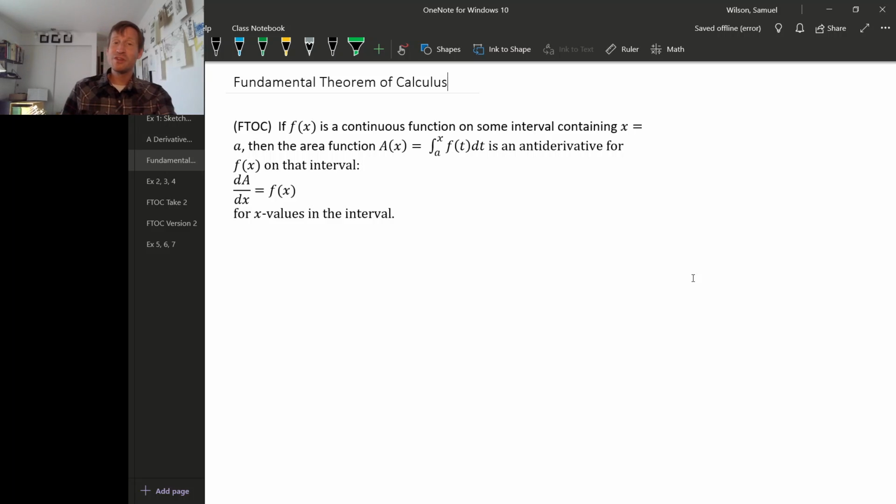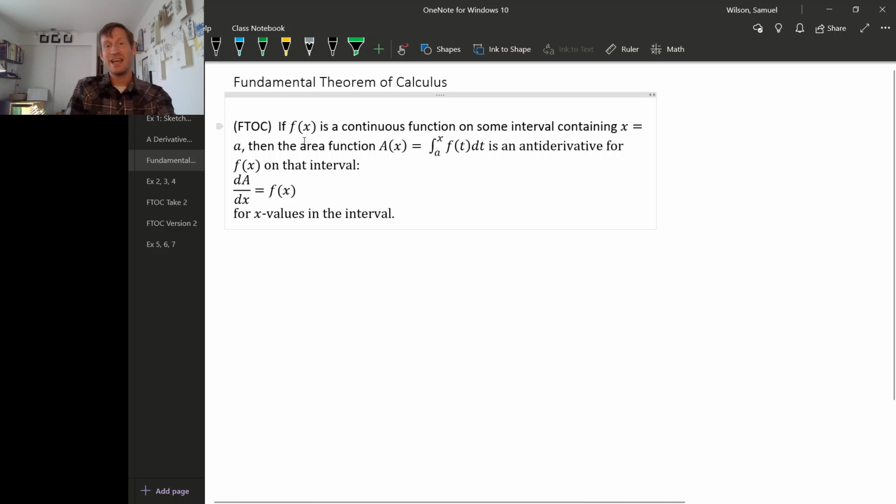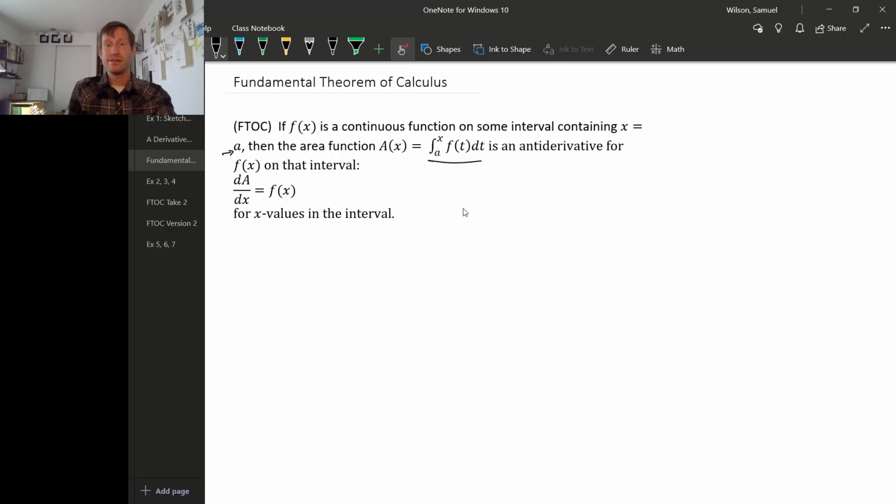So we've proved the fundamental theorem of calculus, which says that if you have a continuous function that contains some fixed x value a, then the area function that you can build out of that continuous function f is actually an antiderivative for f. So this is essentially a derivative rule for area functions.